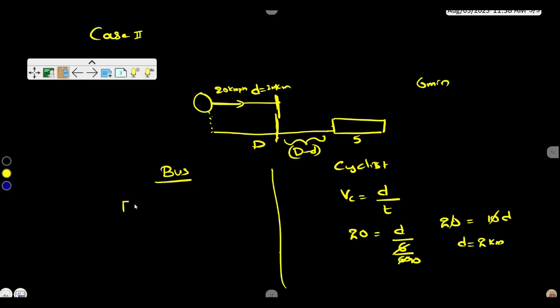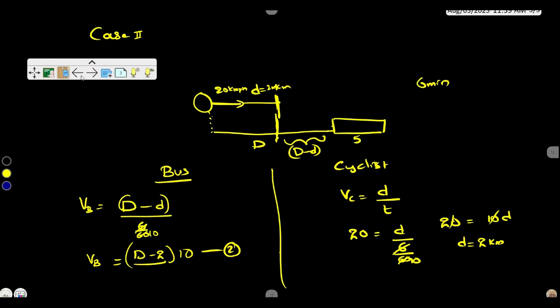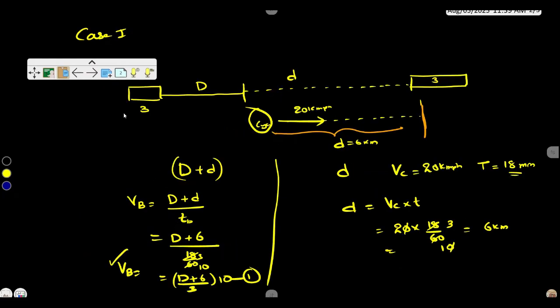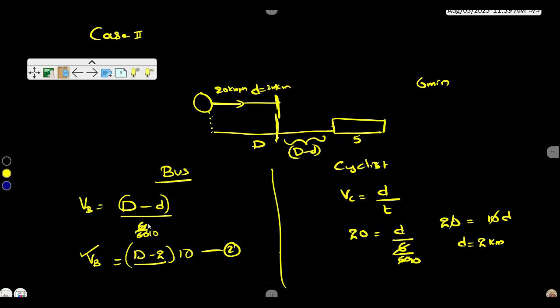Now, let us come to the bus. How much distance is the bus traveling? Capital D minus small d. Velocity of the bus is equal to capital D minus small d upon time taken, which is 6 minutes divided by 60. So capital D minus small d is D minus 2, divided by 1 by 10. 6 by 60 is 1 by 10. This 10 will go upwards. We are going to get velocity of bus is equal to D minus 2, times 10. This is the second equation. We have got the velocity of the bus in both cases. Both are equal because the bus is moving with a constant velocity.